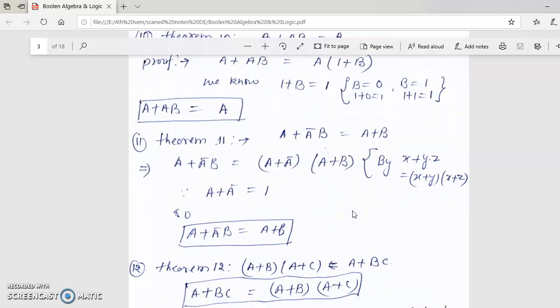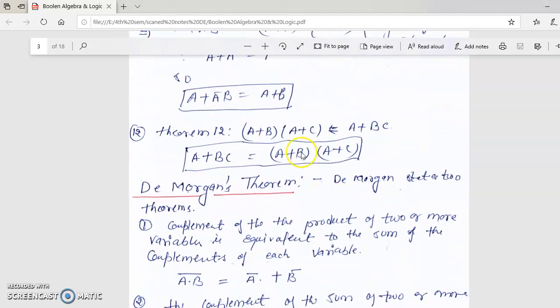Okay students, next theorem is a plus b bracket, next bracket a plus c is equivalent to a plus bc. Okay, इसे हम पहले ही पढ़ चुके हैं, that is x plus yz. We can write a plus b and a plus c.